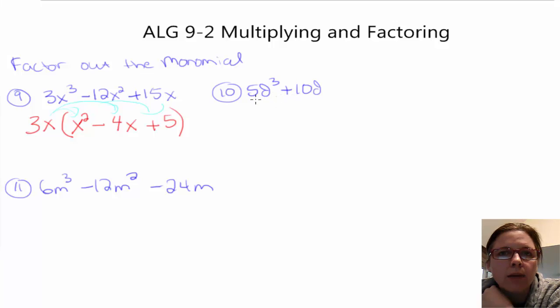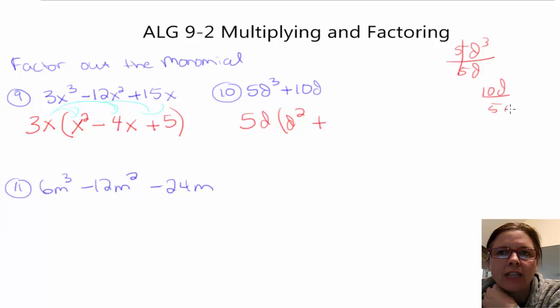So here, what goes into both of these? Well, 5 is my smallest, and it goes into both, so that's what I'm going to pull out in the front. And then I have d cubed and d, so I use the smallest one. Okay, so what am I left with? Well, if I divide 5d cubed by 5d, the 5's disappear and I'm left with d squared. Okay, if I divide 10d by 5d, the d's disappear, 5 goes into 10 twice, so I'm left with 2. That's what I mean by divide by. Okay, so then you're done. If you were to work backwards, you should end up with this.